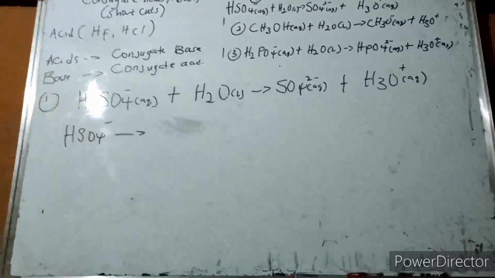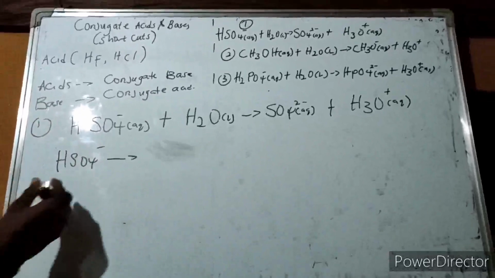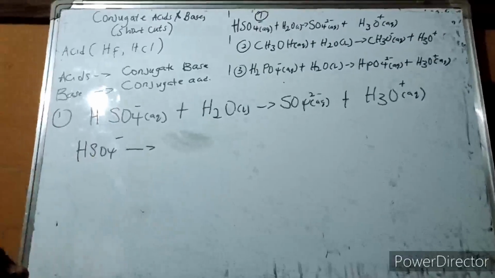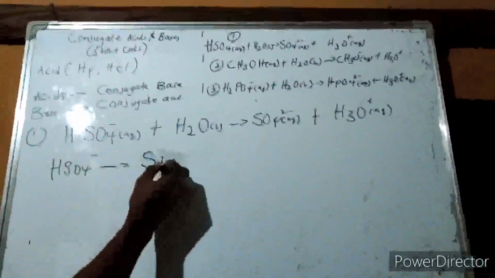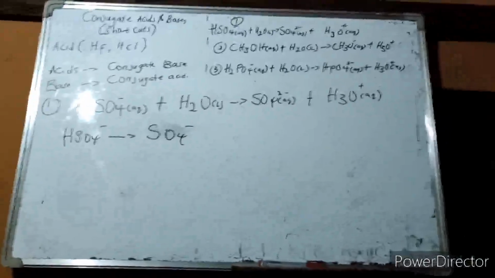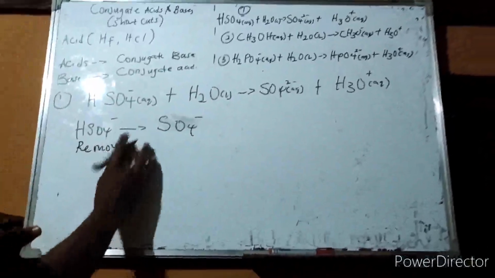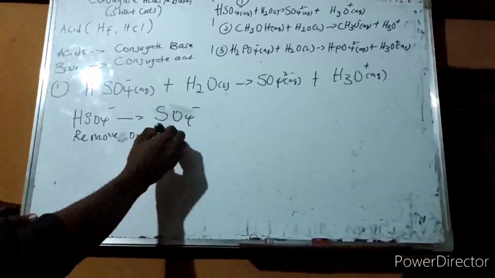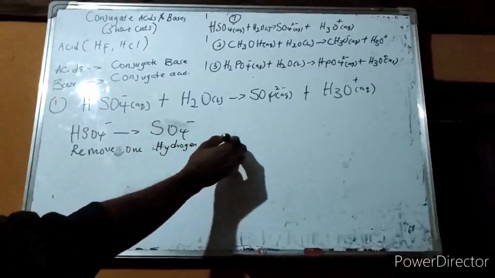Use it to form the conjugate base, because this is an acid. What we are going to get here is the conjugate base. Follow the rule. Remove one hydrogen. If you remove this hydrogen here, just one, you'll be left with SO4 minus, right? You'll be left with SO4 minus. So we've already removed one hydrogen atom.